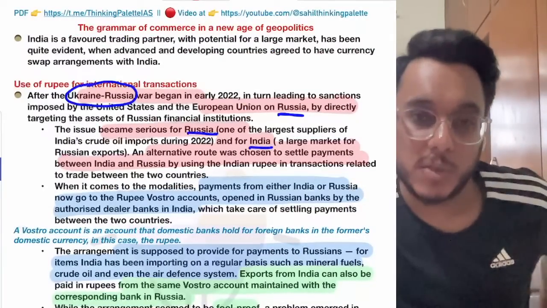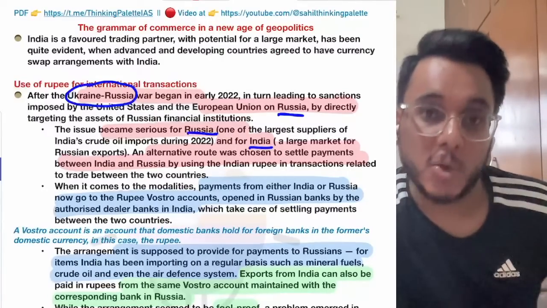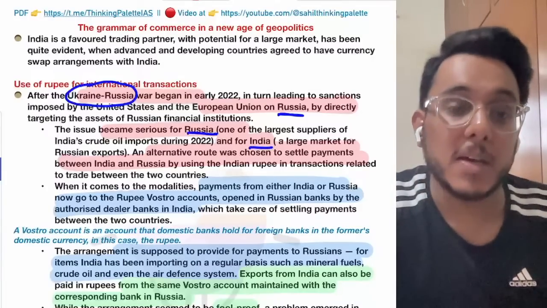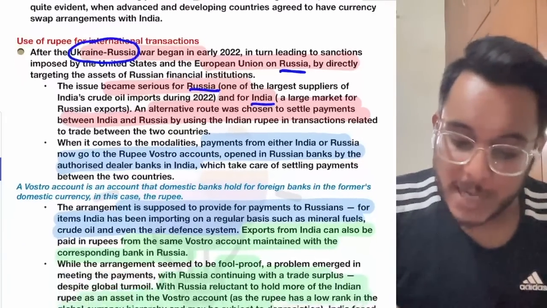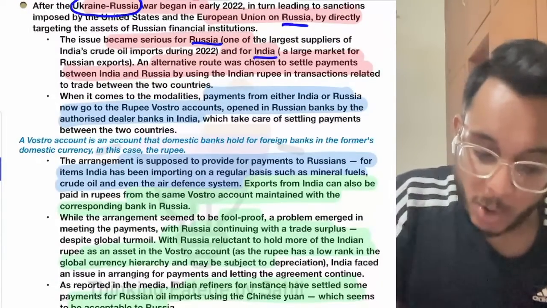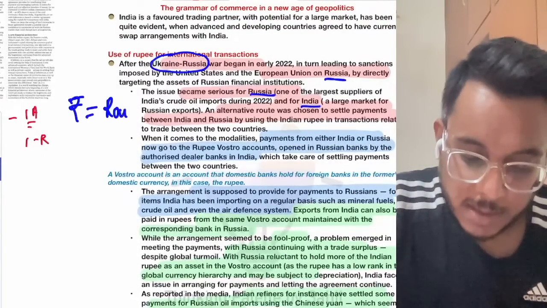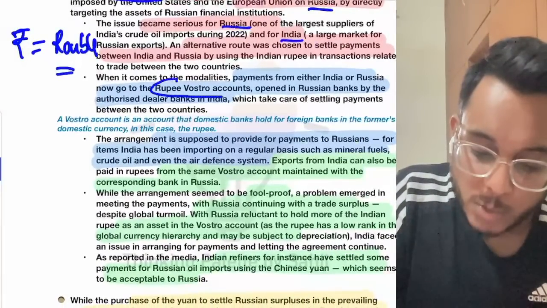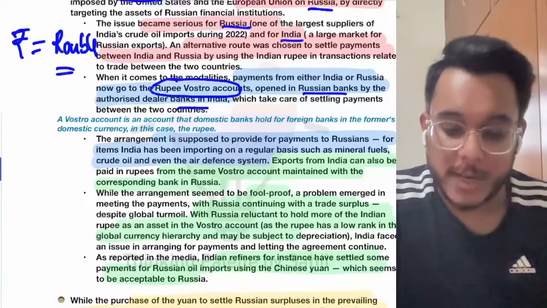Now, as sanctions have been imposed on Russia, we also cannot use the dollar for trading with Russia. But at the same time, Russia is a very big exporter of crude oil to India. How will that be done? For that, India and Russia agreed on the rupee-ruble arrangement. Under this rupee-ruble arrangement, what will be done? There will be rupee Vostro accounts that will be opened in Russian banks by the authorized dealer banks.